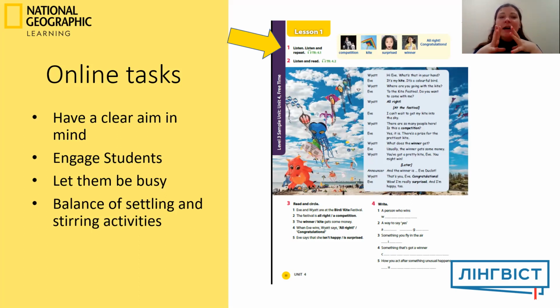Of course, it leads to the next, let them be busy. So more tasks, smaller tasks, but in a great quantity. And of course, don't forget about the balance of settling and stirring activities for young learners. They need to calm down, to write down something. After that, they will need several minutes to maybe stand up, to do the movements, to play a game.